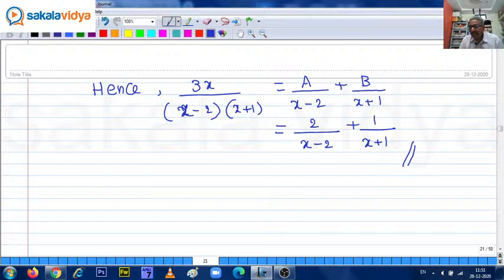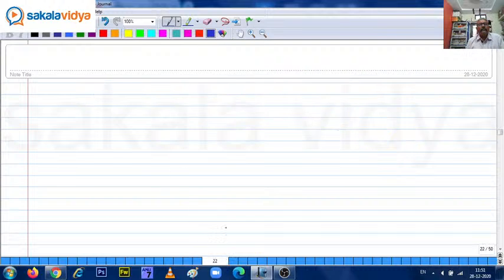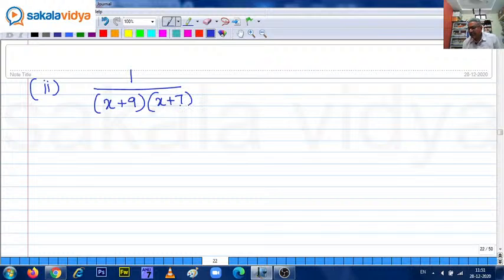Okay, shall I move to next question? Second question. 1 upon (x plus 9) into (x plus 7). Resolve into partial fractions.